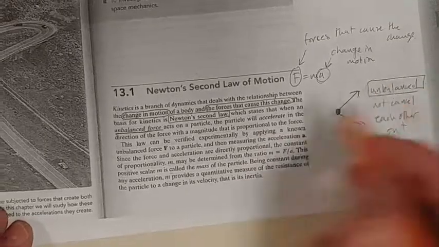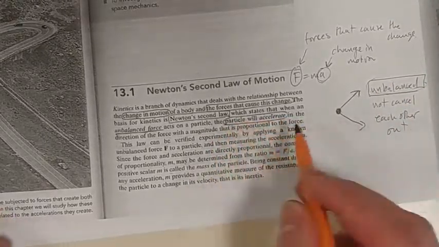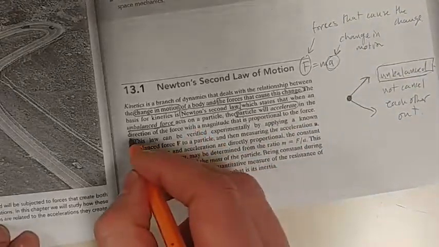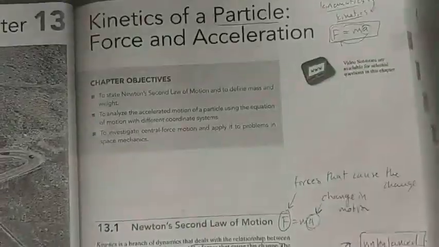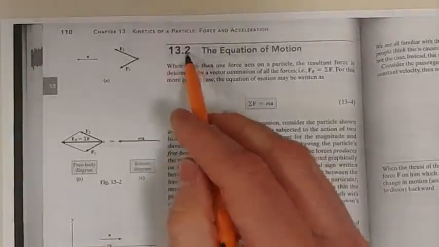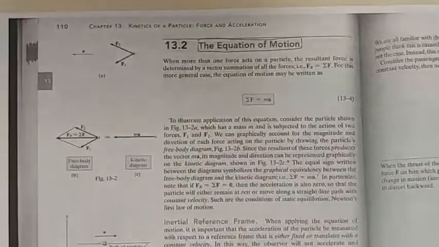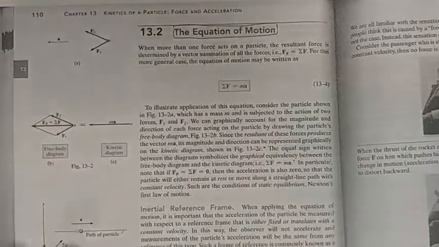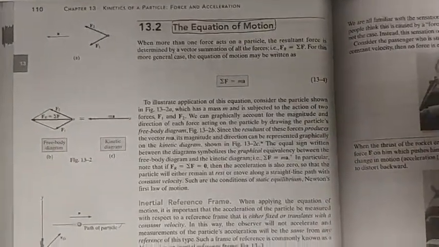And when we have this unbalanced force, the particle will accelerate. It will accelerate, okay? And it's very important that it'll accelerate in the direction of the force. So let's just take a look at this next one here. So 13.2 is the equation of motion. So the equation of motion is given by this here. Sum of the forces equals mass times acceleration. I hope you guys can see this. Maybe I can just try to zoom in a little bit.